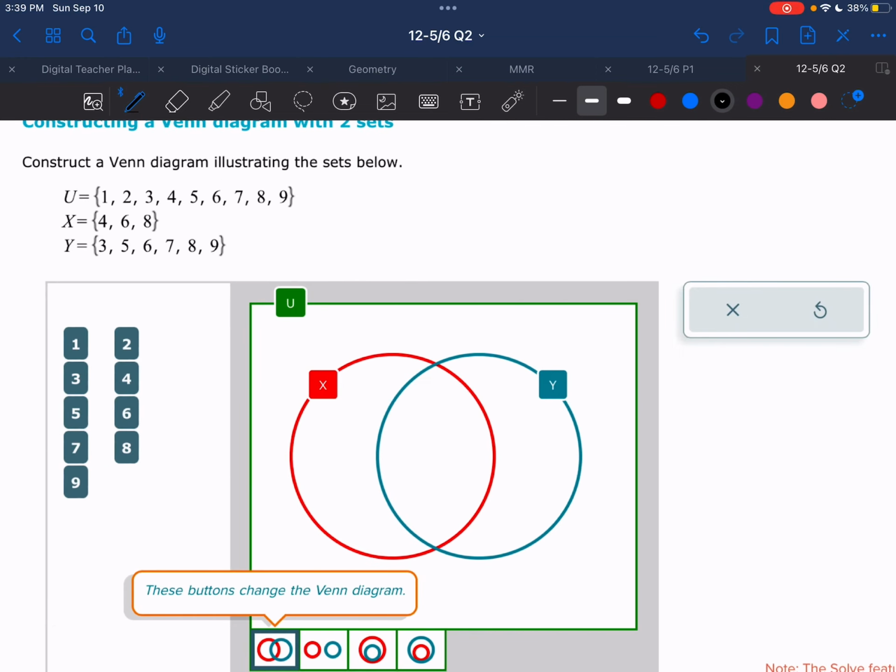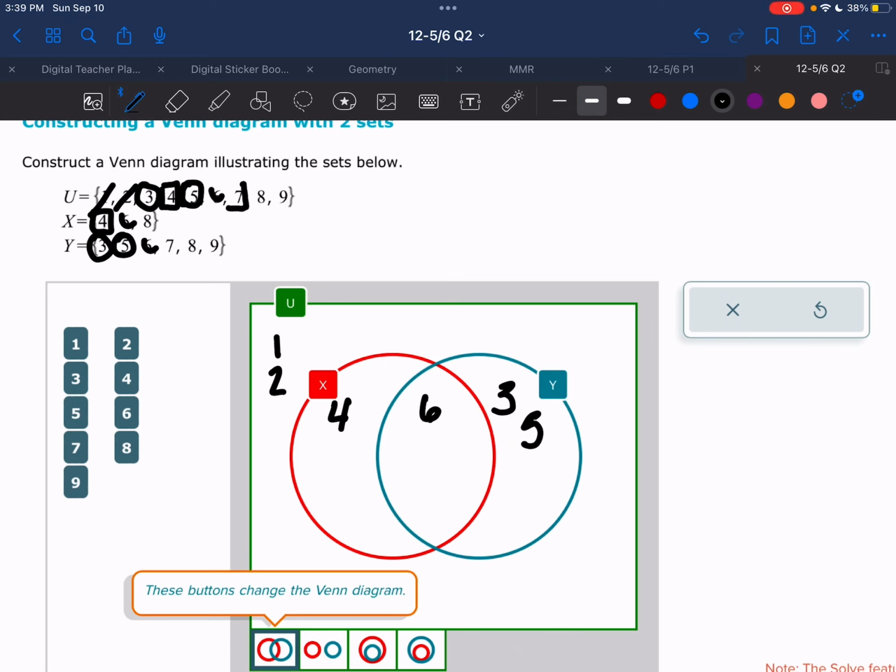All right, in this one, we're asked to create that Venn diagram that I just made for you. In U, we have 1 because it's not in any of the others. I have 2 in U because it is not in any of the others. 3 is in both of these, so I'm going to put it here. 4, 5. 6 is in all of them, so I'm going to put 6 in all of them.